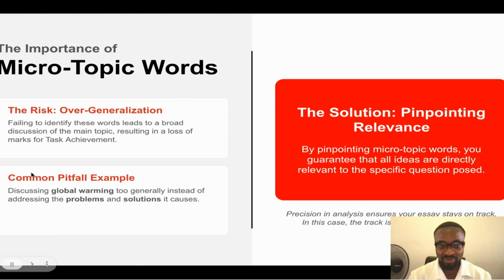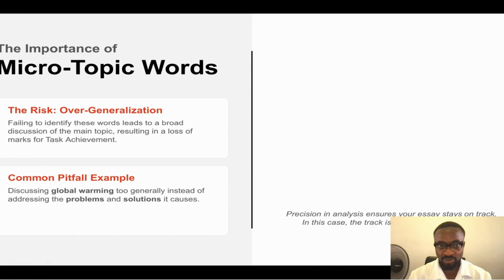Now, let's just proceed. So, this is what will happen if you do not identify the microtopic words. You'll be tempted to discuss global warming too broadly, or even if you focus on discussing global warming, you might discuss something that is not related to what you've been asked to discuss. The question is discuss global warming and how it causes flooding and the problems that are associated with flooding and their solutions. So if you don't identify those micro topic words, you discuss something that is completely off the problems and solutions that are associated with flooding, which is caused by global warming.